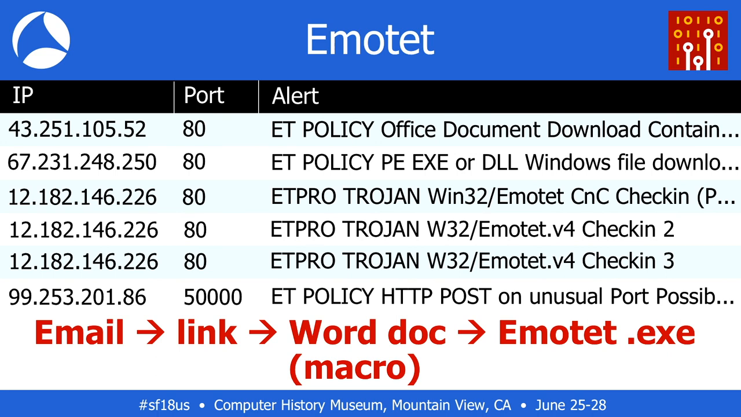Somebody gets an email, it has a link. They click on the link thinking it's an invoice, it's a Word document. It says, hey, in order to see the contents of this document, you gotta enable macros. Because they're no dummies, they know that Microsoft, even though they do a lot of things wrong when it comes to security, in my opinion, they at least disable macros. And then you enable macros, and then it retrieves the Emotet executable and infects the computer.